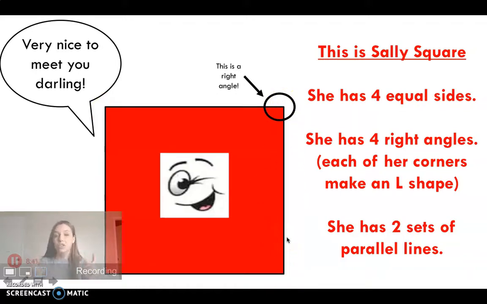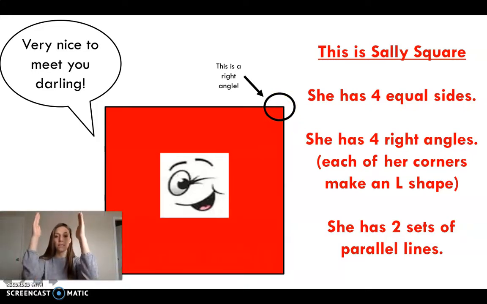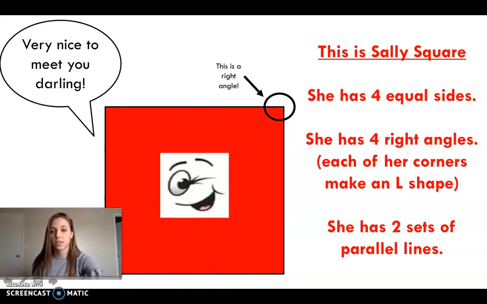Another attribute about Sally Square is that she has 2 sets of parallel lines. Remember, 2 sets of parallel lines. That means this line along with this one, they're never going to touch each other. They're always going to keep going. And the same with this top line and this bottom one. They're never going to touch. They're just going to keep on going. So she has 2 sets of parallel lines.